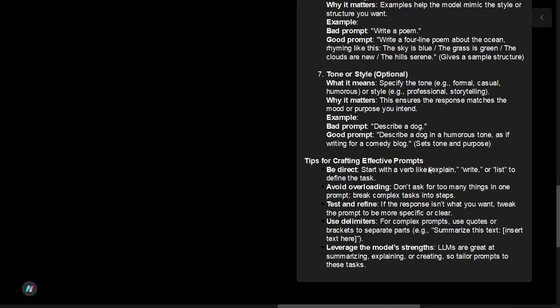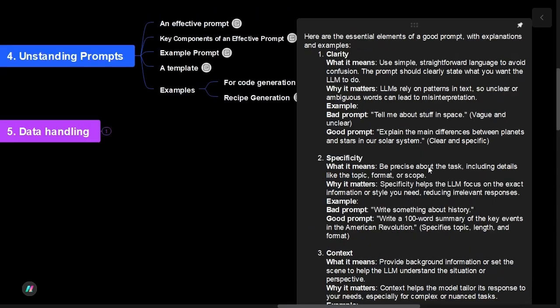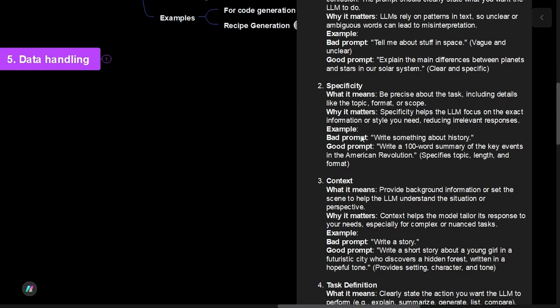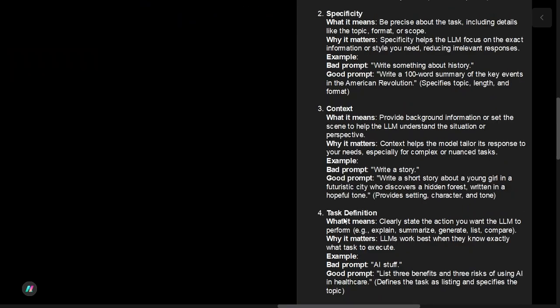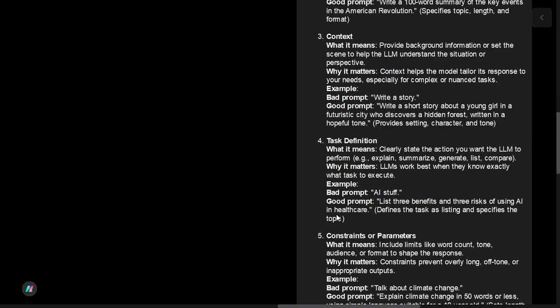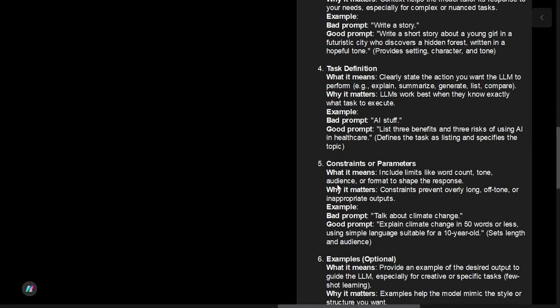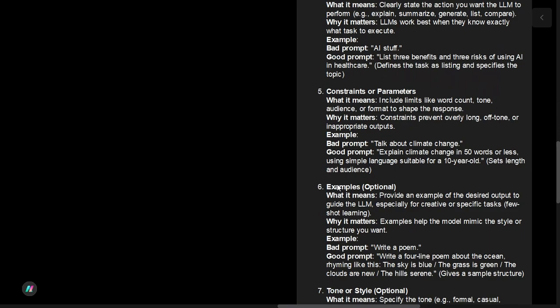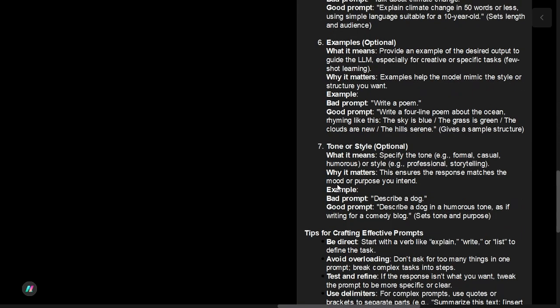So this is how your prompts need to be. In the next examples, we'll see certain templates which will talk about all these things. So in essence, it's very simple. Your prompts need to have clarity and be very specific. They have to provide sufficient context, and you need to be very clear about what you're asking: the task definition, and whatever the constraints, parameters, and limits. The tone can be given, examples can be given. All those things will make sure the response from the LLM is going to be as you expected.